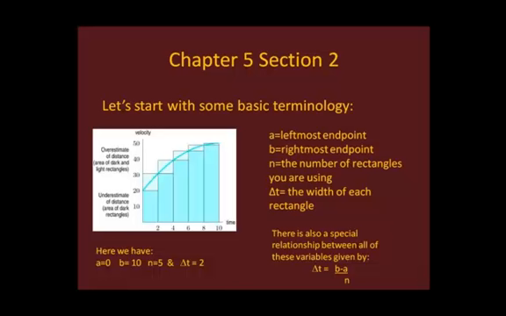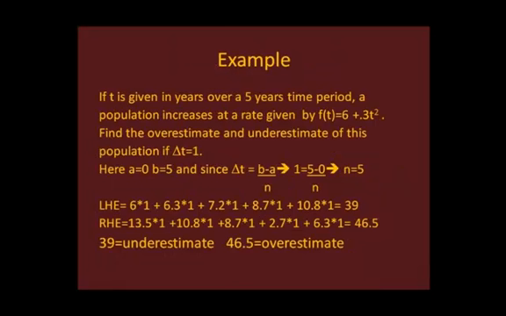So looking at this graph in front of us, we have that A equals 0, because we're starting at the point x equals 0, B equals 10, because we see it goes as far as 10, N equals 5, you can count the number of rectangles we used underneath the curve, and there's 5, and delta T is going to be 2, because that's the width of each rectangle. So let's look at an example with a function and see how we can find left-hand estimates and right-hand estimates when you're given a function.